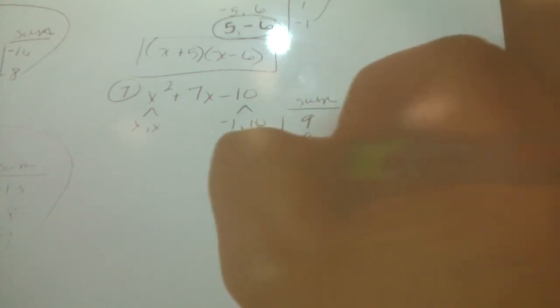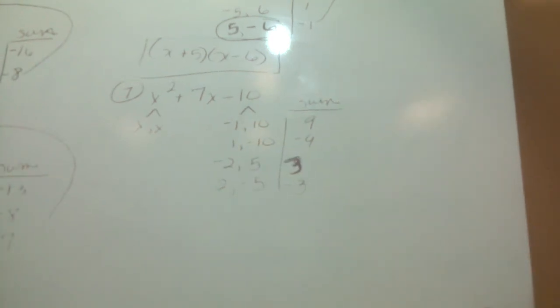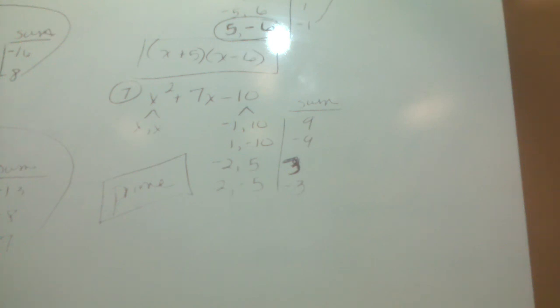Let's take the sum. I've got 9, negative 9, 3, and negative 3. Well, I'm looking for a positive 7. So this may happen: if you've listed all the options, you've taken the sum, and none of these numbers match the middle number, that means it can't be factored. We had a problem like this in not the grouping method, but in the GCF method. If it can't be factored, it's prime. And that is the lesson on factoring trinomials.